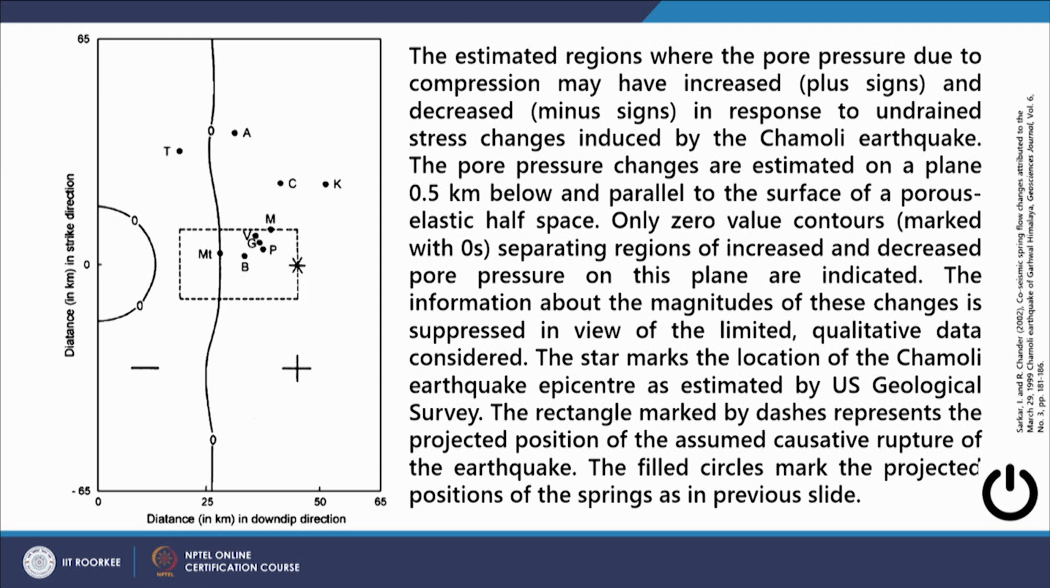So, these are the estimated regions where pore pressure due to compression has increased, the plus signs which you are seeing here in this part, and then decreased, that is the minus sign here, and the major role is being played by the fault. So, some springs are showing more discharge, some springs are showing less discharge after the earthquake. So, as I have said earlier also, an earthquake can influence the location of a spring, the discharge of a spring, and also the quality of water in the spring.